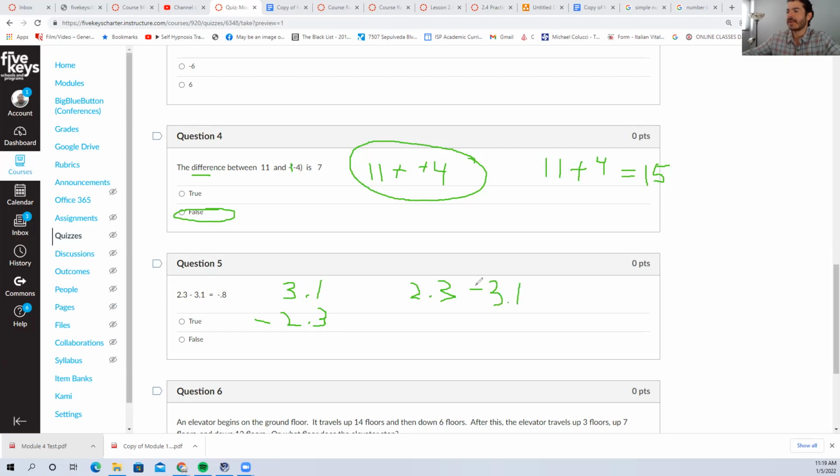We're going to add the opposite. I'm going to add the opposite, BOP. So now I have 2.3 plus a negative 3.1. Part of your war, the signs are different. The 2.3 is positive. The 3.1 is negative. Okay. So I'm going to set it up like this. I'm going to subtract the smaller one from the bigger one.